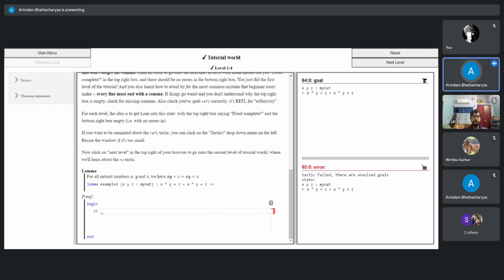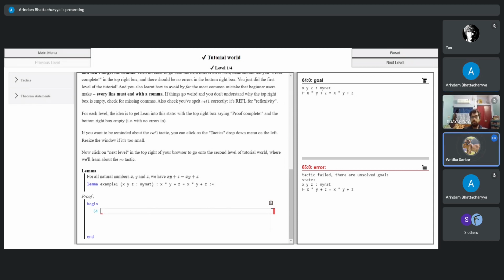Yeah. So in Lean, you have some given information and the thing you want to prove. Everything after this rotated T sign is the thing you want to prove, and everything before that is the given information. Okay. So what we are given is x, y, z are MyNat, which is to say x, y, z are natural numbers, and we have to prove this statement: x star y plus z equal to x star y plus z. Right. Did that make sense?